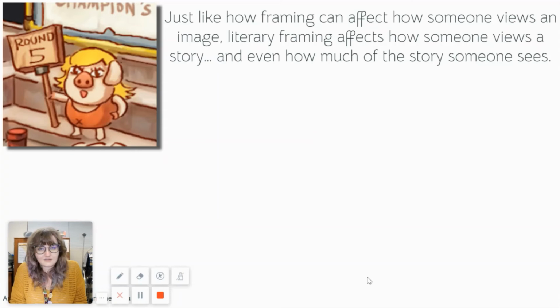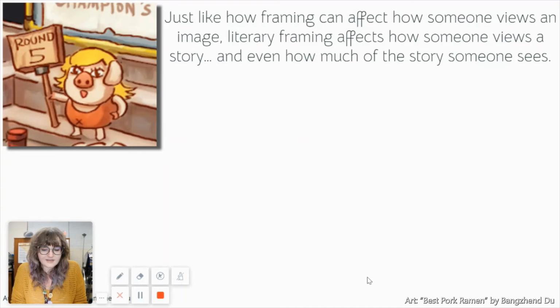A little pig with blonde hair holding up a sign. So let's say someone gave you this picture and said, oh, it's a part of a larger picture, but this is the picture that I wanted to give you. What would you think the picture is of? What is this picture about? I'd say it's about this blonde little pig.